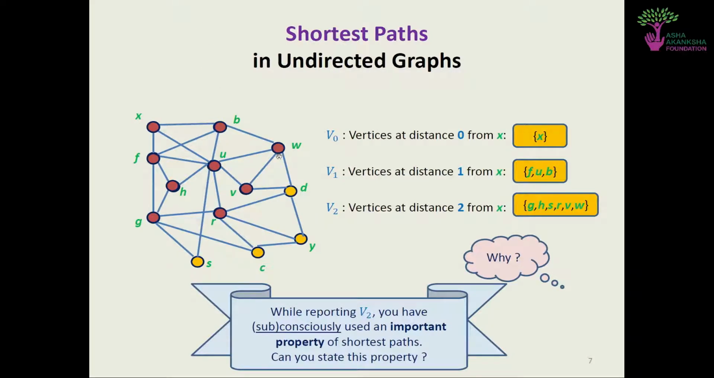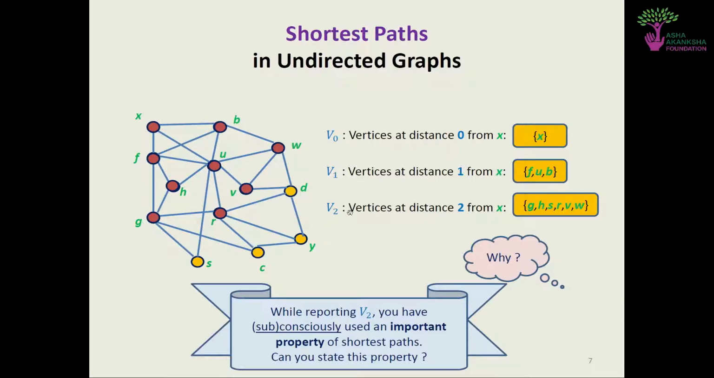Here it is denoted, and we are using these notations. V0 is all the vertices which are at distance 0 from x. That is only the node itself, since x is at distance 0 from itself. That is the base case. Then we have V1, the notation for all the vertices which are at distance 1 from x. In this example, there are 3 edges coming out of x, so f, u, and b, these 3 vertices, are at distance 1 from x.